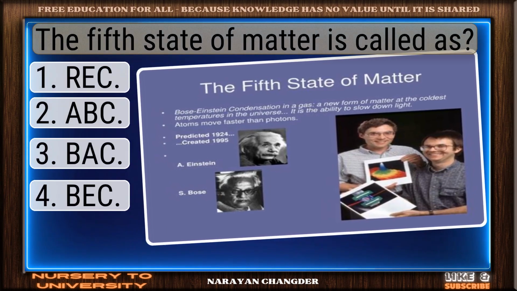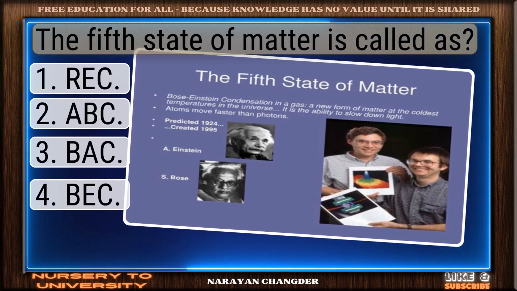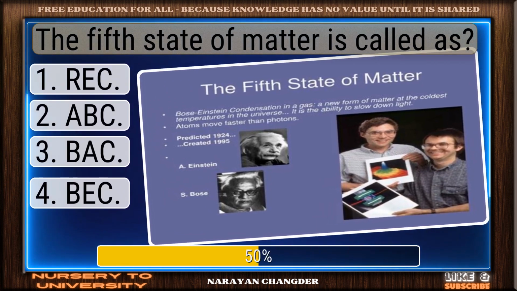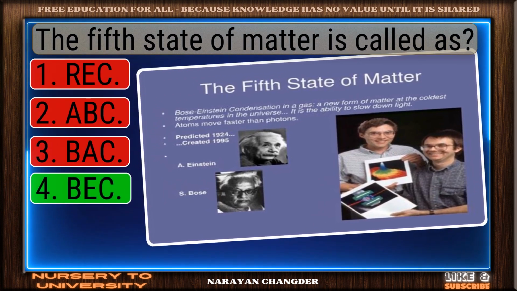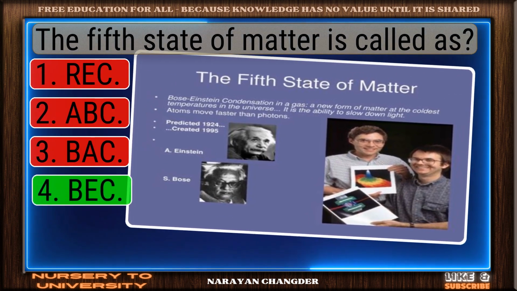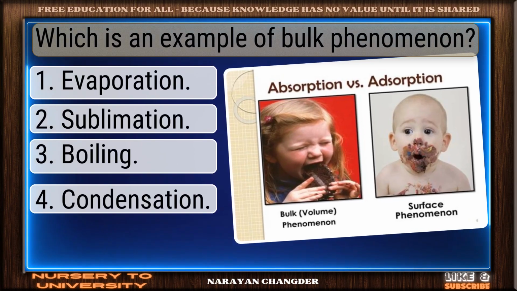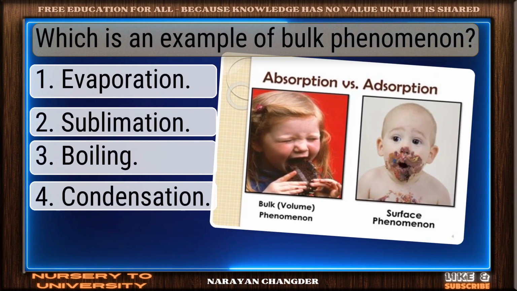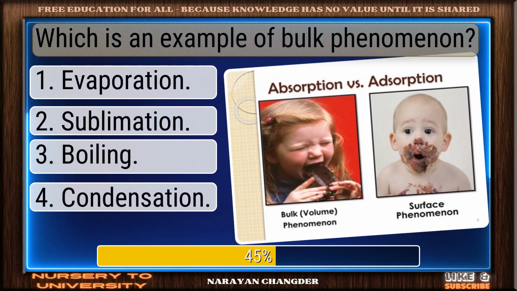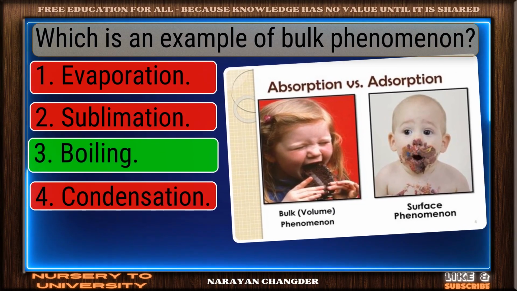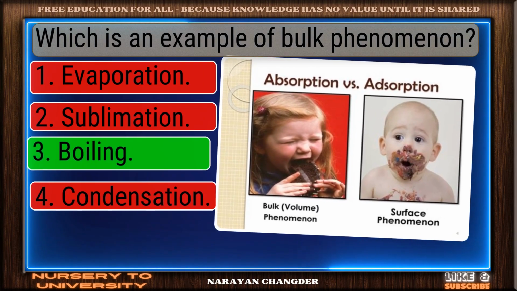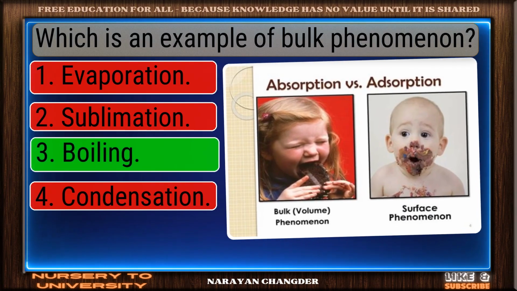Question number 77. The fifth state of matter is called as? Smart pick. BEC is the correct choice. Question number 78. Which is an example of bulk phenomenon? Nice work. You chose boiling, and it is correct.